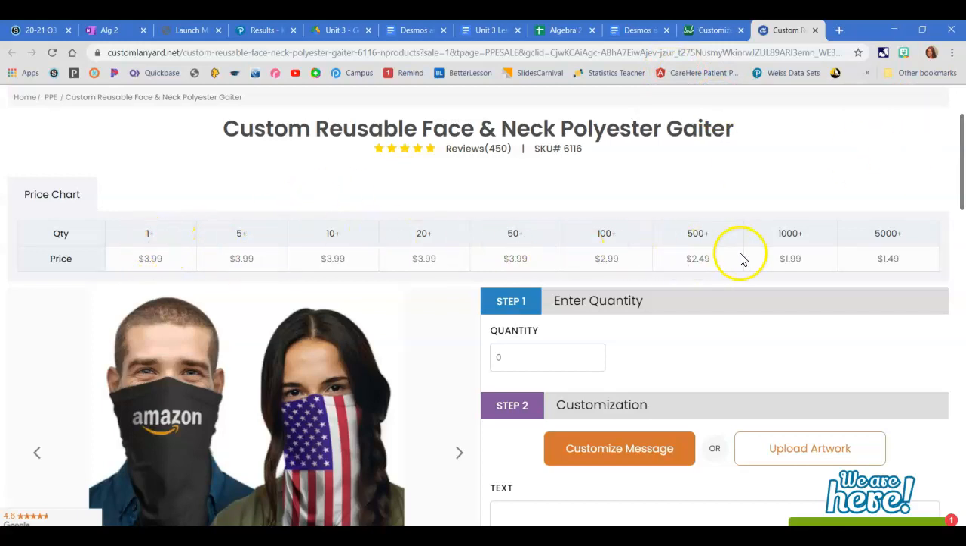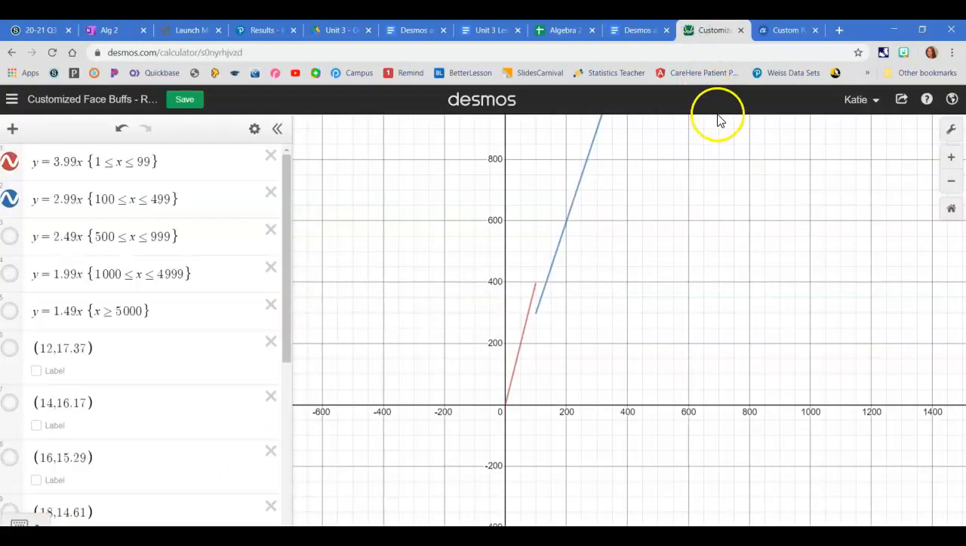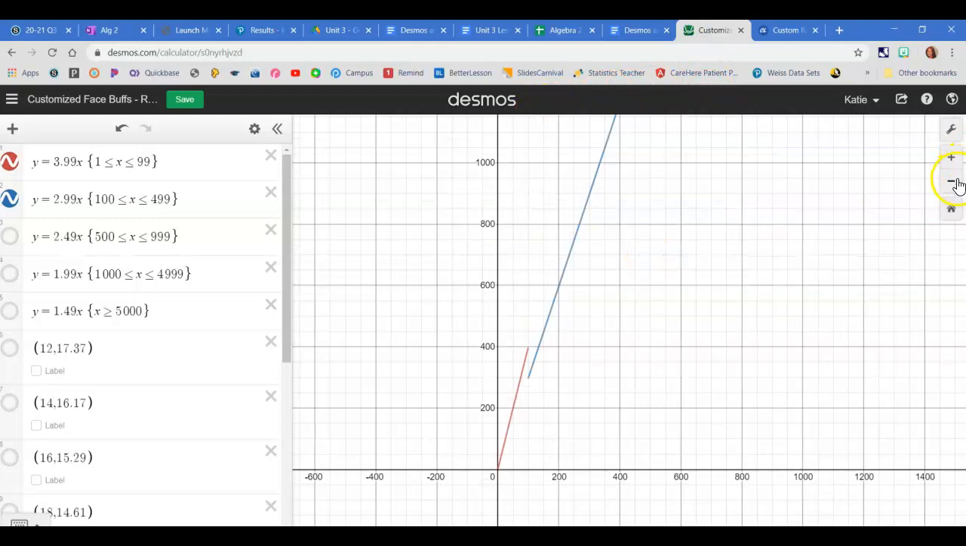So when we graph this out, you can see that if you order between 1 and 5, you pay $3.99. Kind of funny, because they wrote the $3.99 price repeatedly. I don't know if they change that occasionally. Then 100 to 499 is $2.99, so you save $1 per mask at that point. And then 500 to 999 is $2.49, and you can see how it goes. 5,000 and up just remains $1.49. So we could graph that and see how this works out.